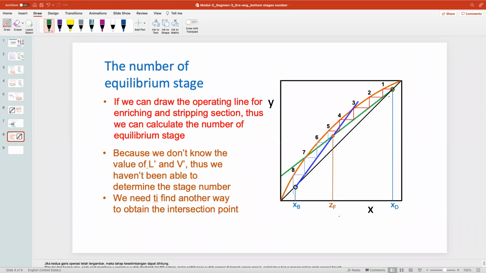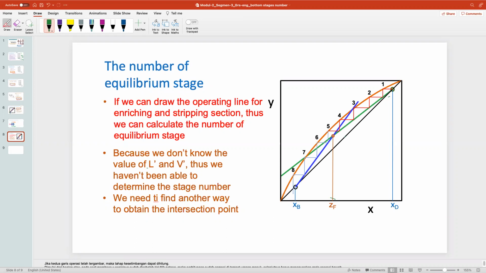Kevin, do we know the feed composition? The feed composition is the intersection, right? ZF. Do we know the feed composition in the problem? It should be, yes, I think so. Oh yeah, of course, because how do you design a distillation column if we don't know the feed? Okay, so we know the ZF.